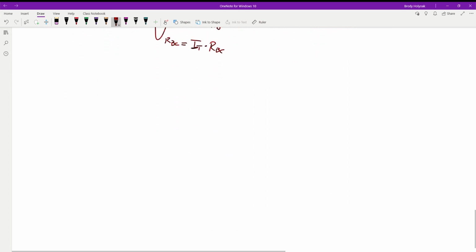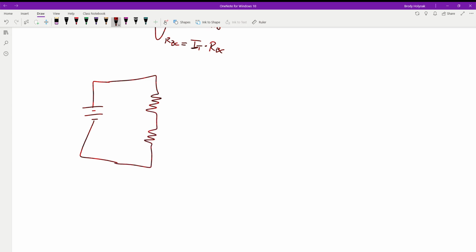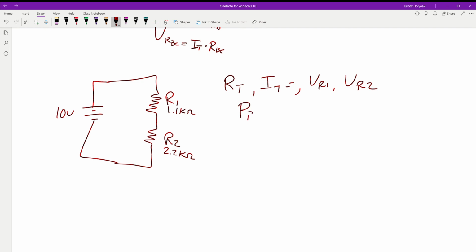So to start with, we have our circuit. We have R1, we have R2, we have 10 volts. This guy is 1.1 kilo ohms. This guy is 2.2 kilo ohms. So when I'm looking at this, I need to find my R total, my I total, my voltage across R1, voltage across R2, and power.